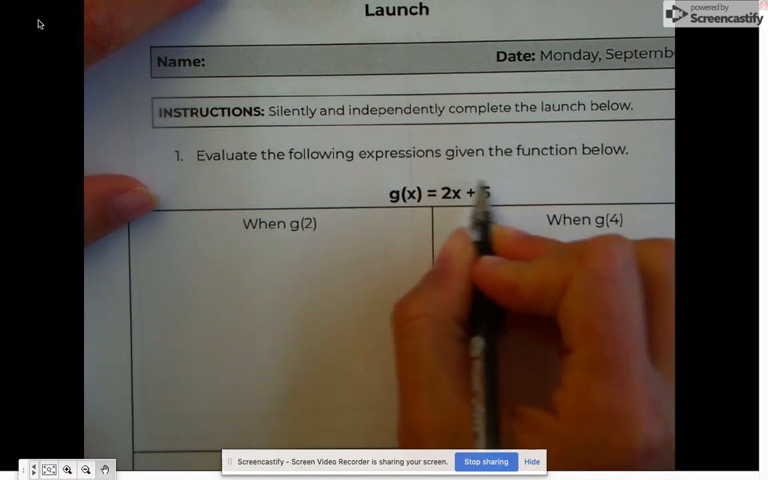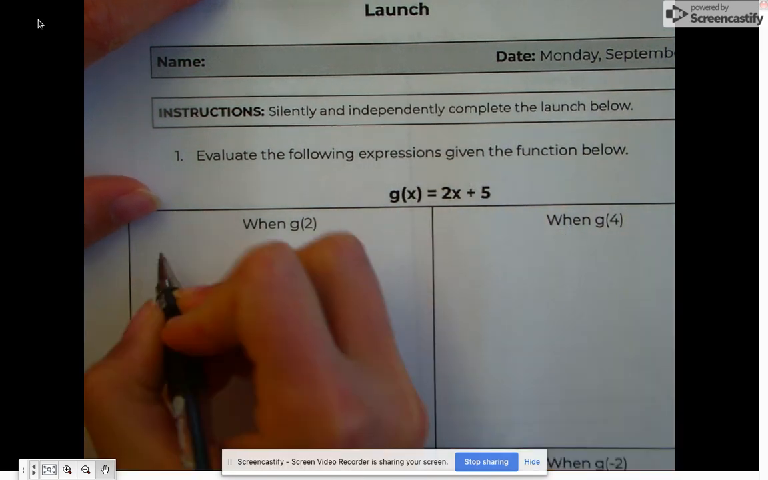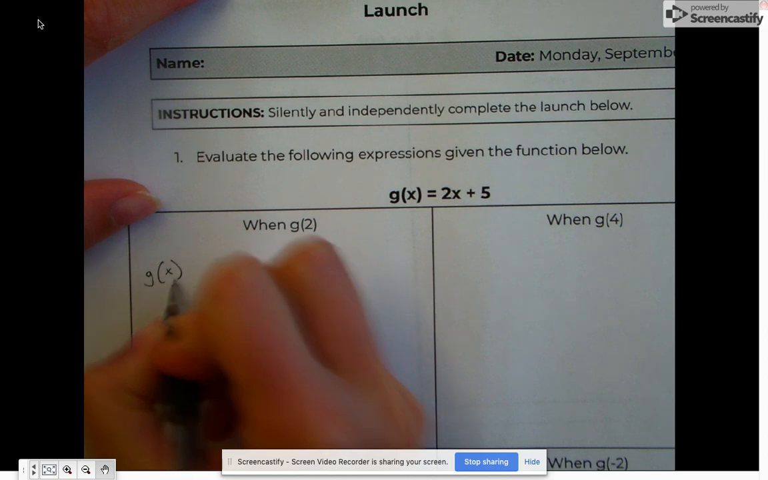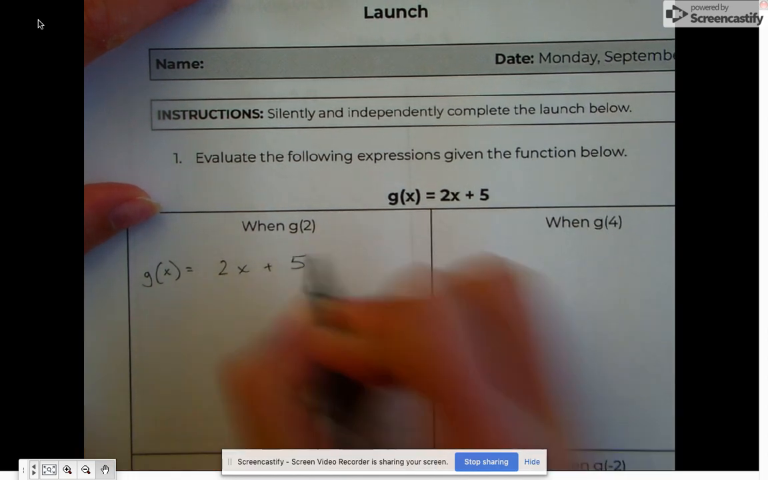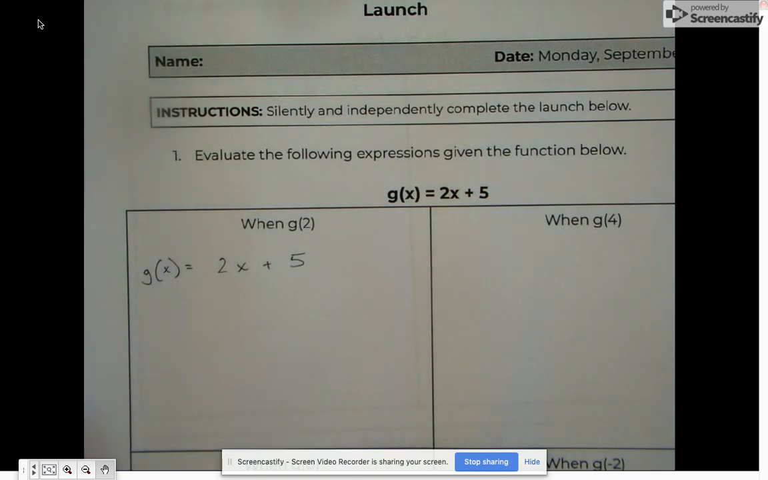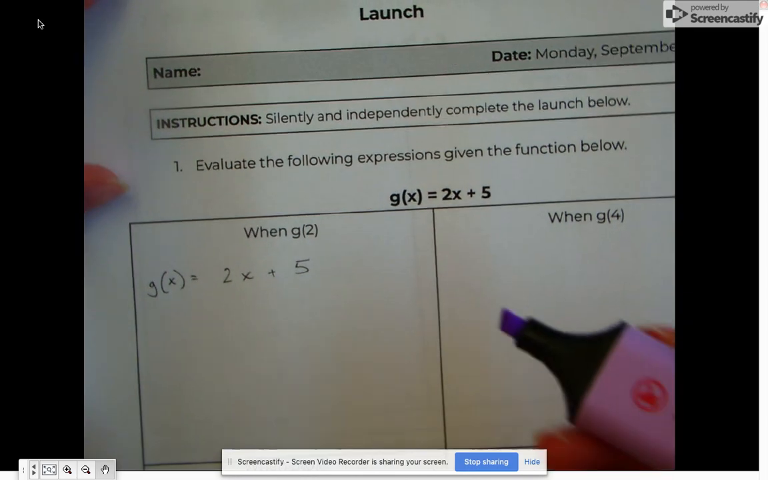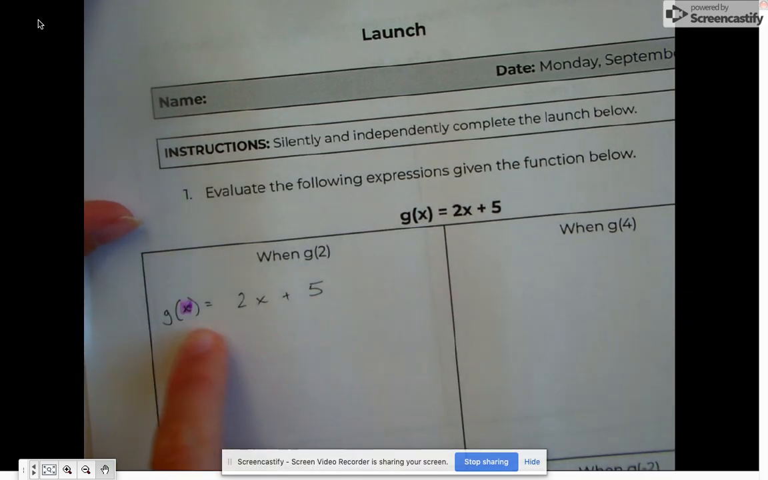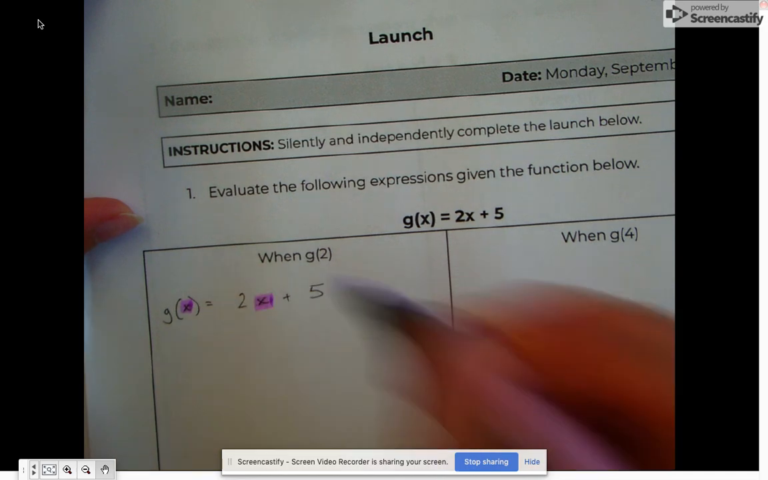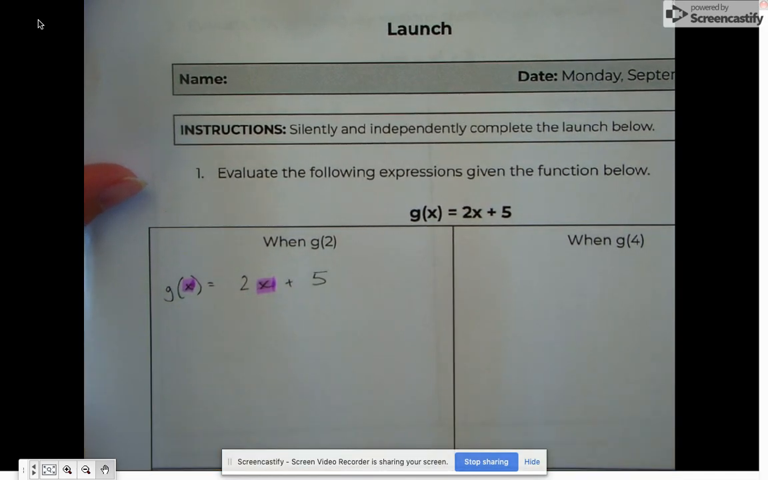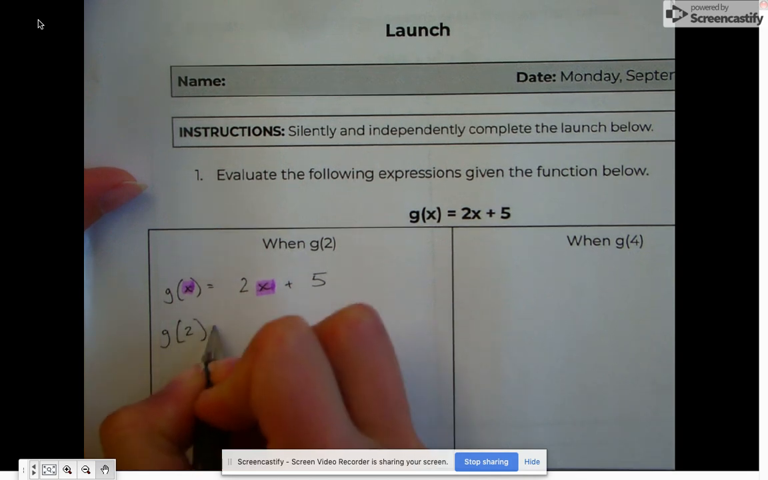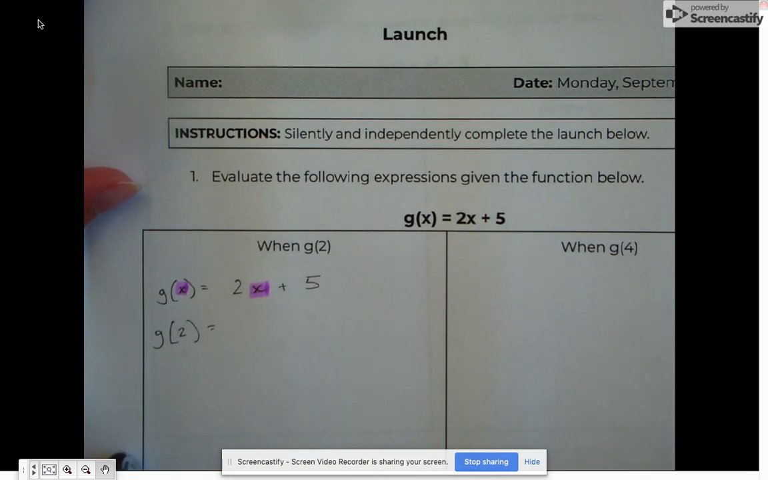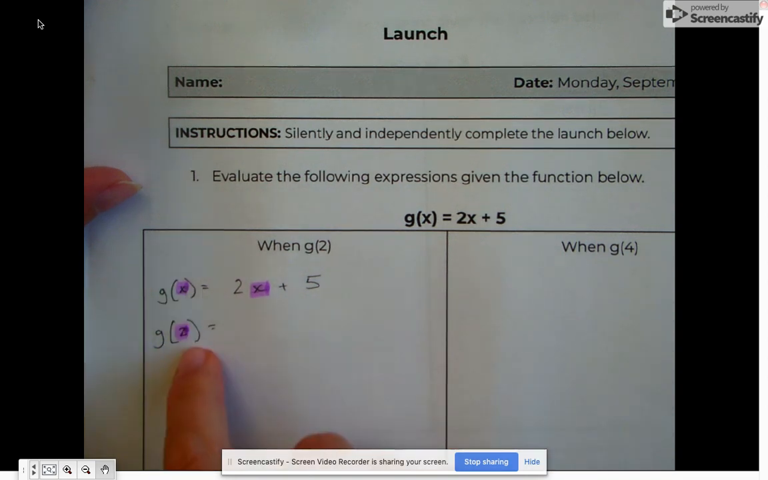So the first thing I'm going to do to evaluate a function is just copy down the function I'm using, g of x equals 2x plus 5. And then something that's helpful for me is thinking about, okay, whatever is in the parentheses is my x value, and there's my x in my equation. So when I try to evaluate g of 2, I can clearly see that the x is being replaced by the 2.